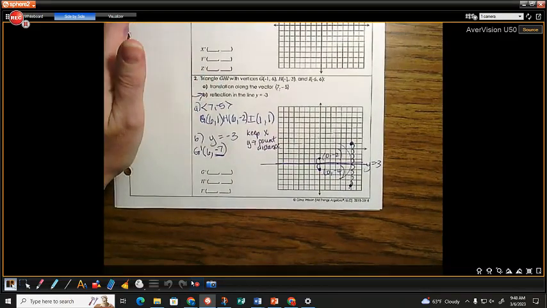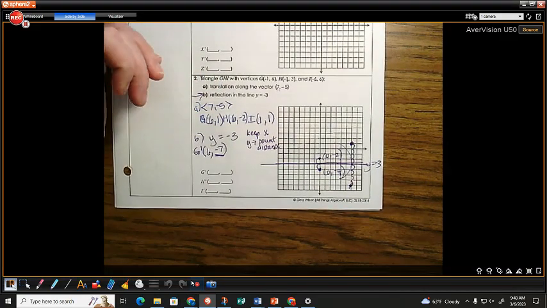A lot of you are busy trying to do your homework right now and you're not paying attention to how to do this, and then you're going to cry more than you normally would.